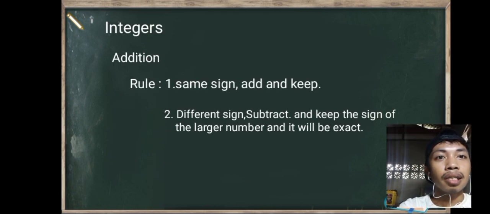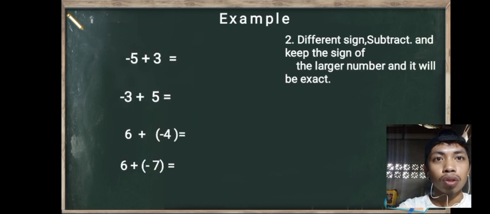In the other case, we have integers with different signs that we're going to add. For different signs, the rule is: different sign, subtract, and keep the sign of the larger number. For example, we have negative 5 plus 3. In this case, we subtract the smaller number from the larger number according to the rule. So 5 minus 3 is 2, but we copy the sign of the larger number, and that is negative 5. So our answer in this case is negative 2.